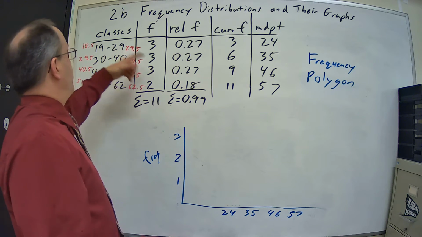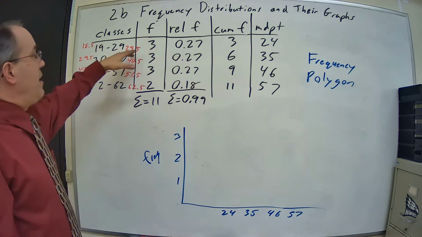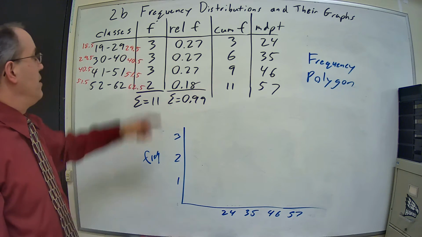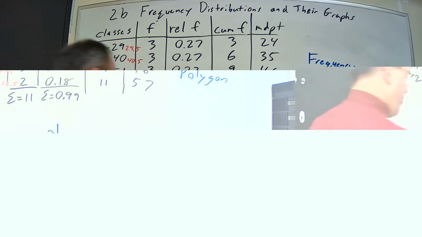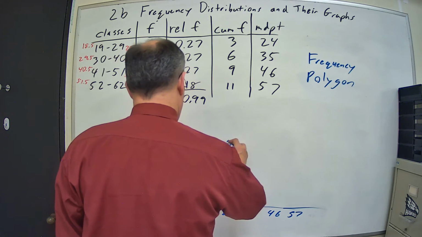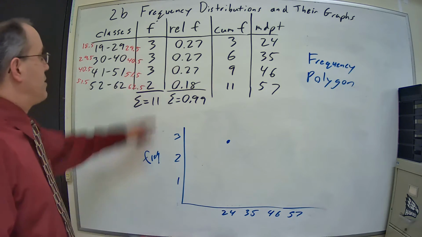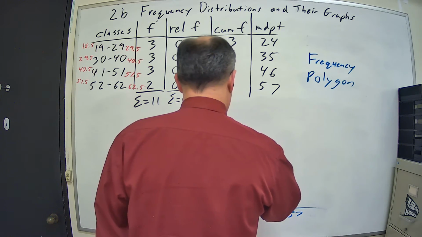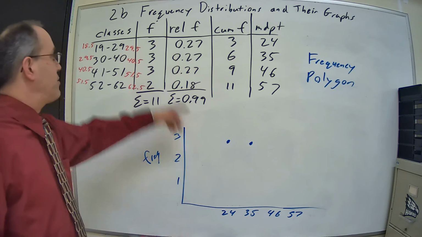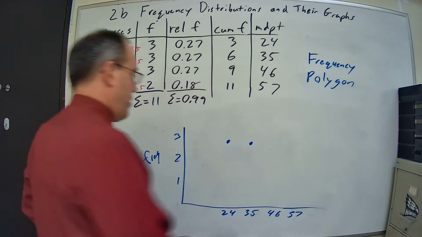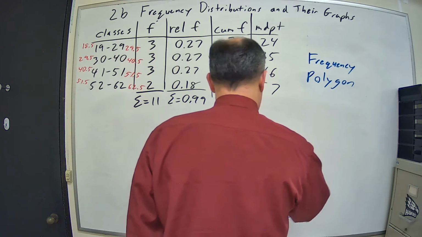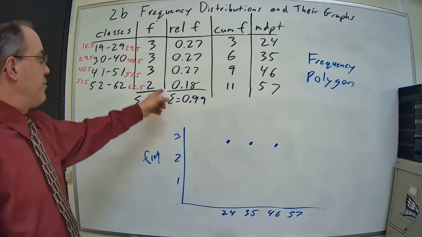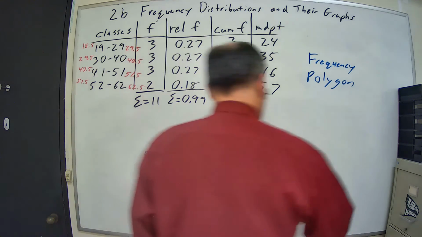Then I'm just going to go to each class and find the frequency and put a dot above its midpoint. So the first class has a frequency of 3. I'm going to put that above the midpoint, 24. The second class, a frequency of 3 above that midpoint of 35. The third class has frequency of 3 above that 46. The fourth class has a frequency of 2 above that 57.